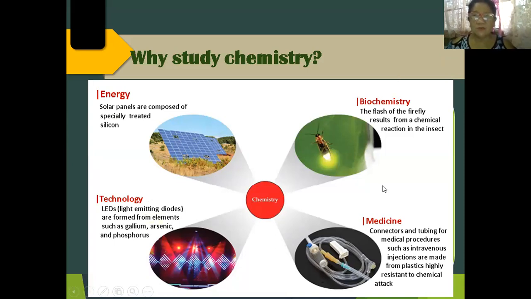If you talk about chemistry, everything that happens in an environment will always be answered by chemistry. At the same time, this is also connected with chemistry, for instance, the production of energy.